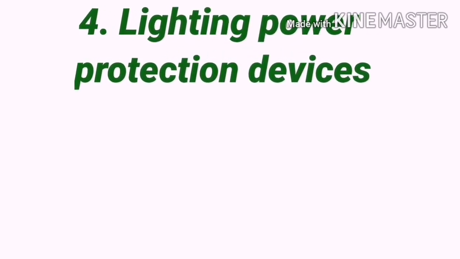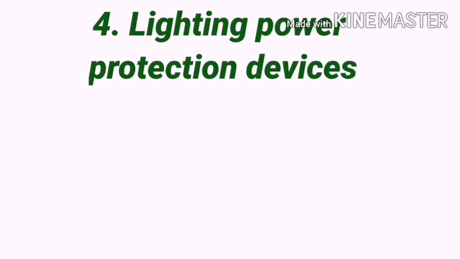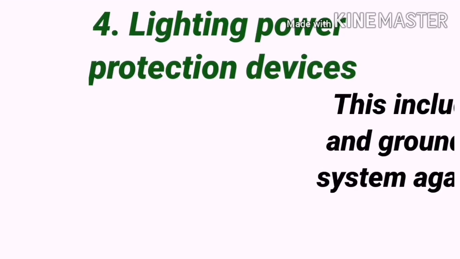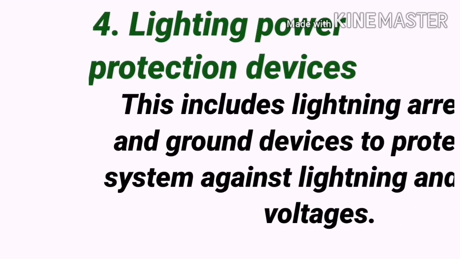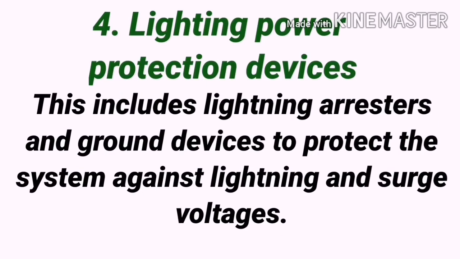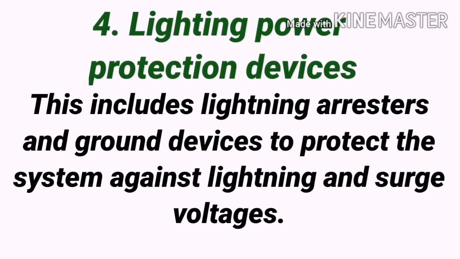Now the next one is lightning power protection devices. It is used for high voltage protection. These include lightning arrestors and ground devices to protect the system against lightning and surge voltages.